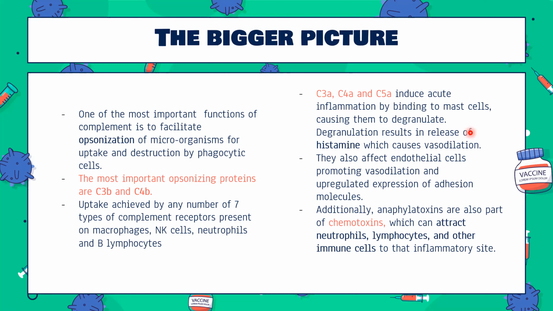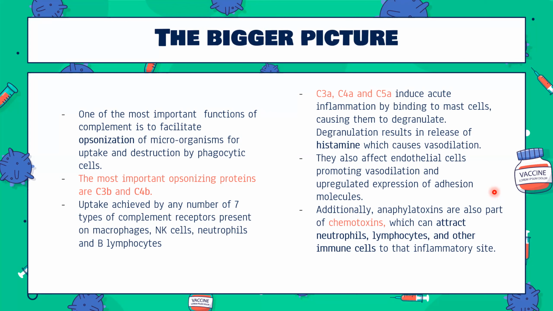Do you guys remember our mast cell character? She was the one with a lot of freckles and curly hair. This degranulation of hers is going to release histamine, and this causes vasodilatation. And that is what gives them their name, because they basically act as if you're having an allergic reaction or an anaphylactic shock. So they're going to cause the secretion of histamine, cause vasodilatation, and they're also going to work as chemotoxins, which can attract neutrophils, lymphocytes, and other immune cells to that inflammatory site.